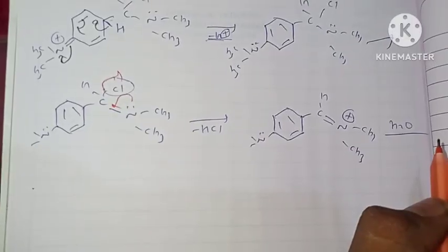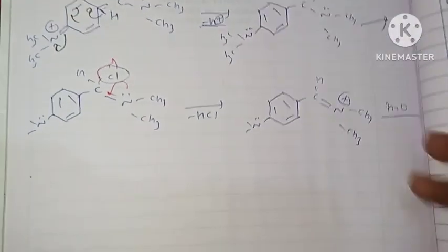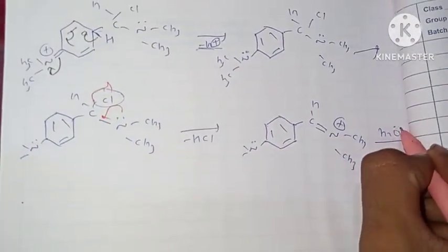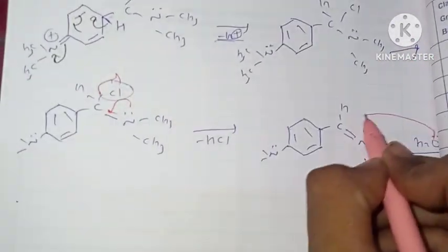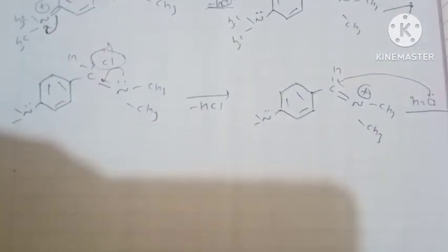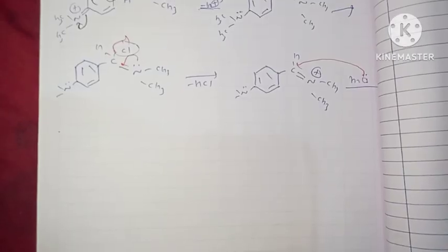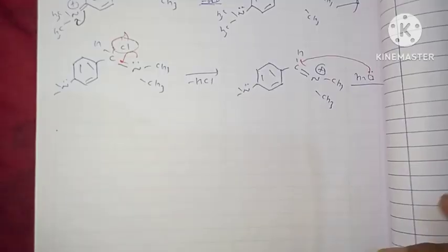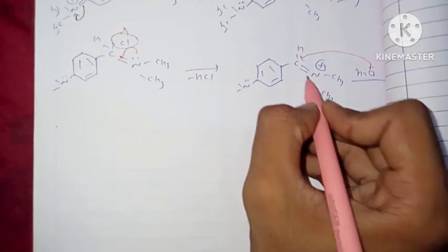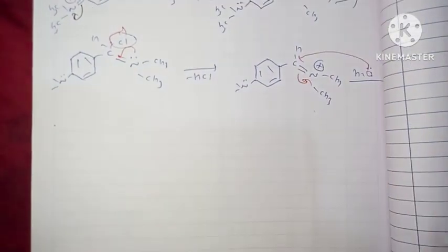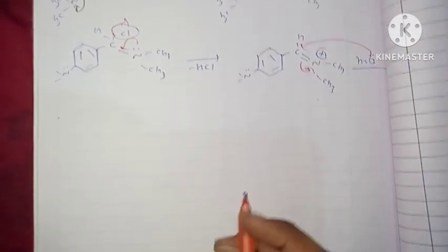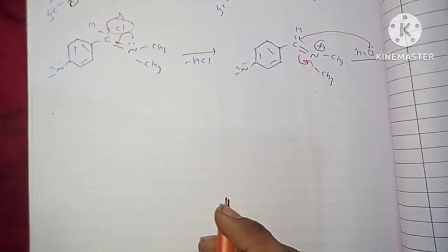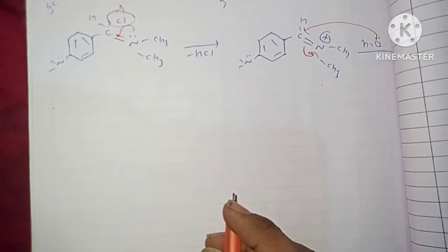So oxygen having a lone pair here, and this lone pair attacks this carbon. So now carbon having 5 valency, so this double bond shifts toward here. In this case, nitrogen regains its lone pair, and we draw the structure.